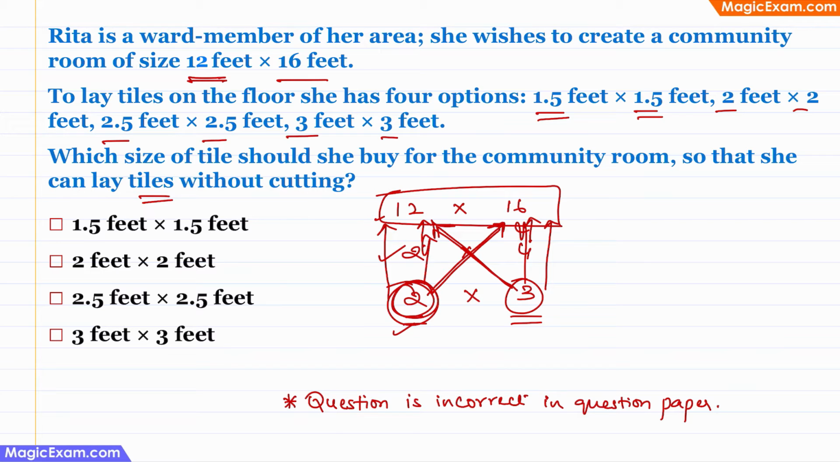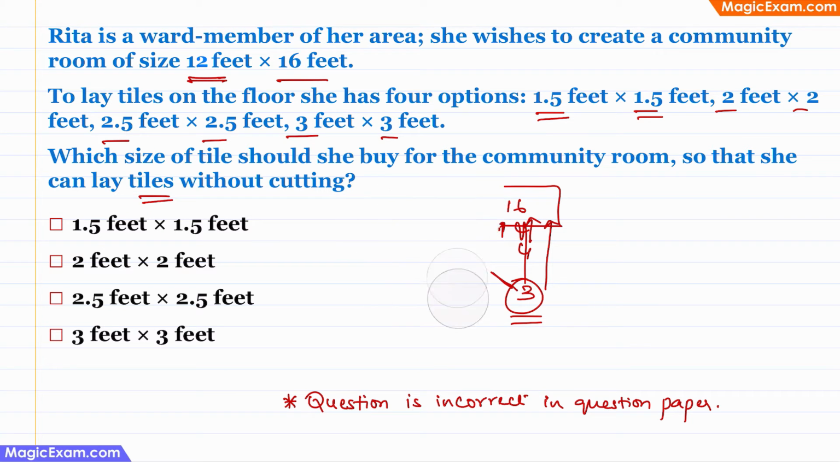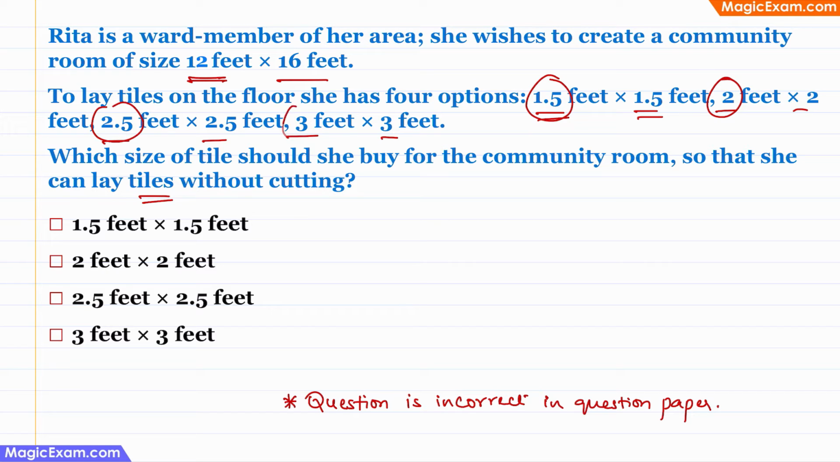So now we have seen the example. So let us try it with the options that have been given. Now here it is a lot more simpler because the tiles are squares. So which means that instead of trying to divide with two numbers, we just have to divide with one number for each tile, which is 1.5, 2, 2.5 or 3.